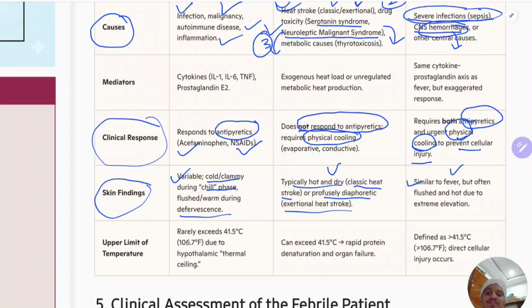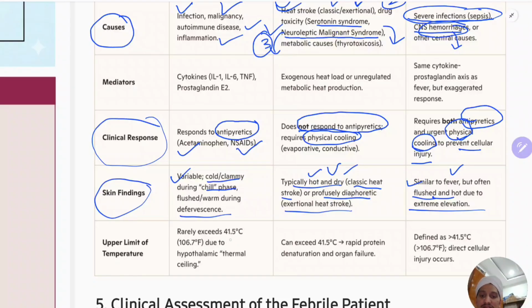Because hyperpyrexia is a severe form of fever, the skin will be flushed here, hot, flushed skin. The patient will be looking very red. It is hot due to extreme elevation of temperature. There is vasodilation, so there will be flushing, redness of the skin along with hot skin. Here hot and dry skin. So these are the skin findings you see in patients.